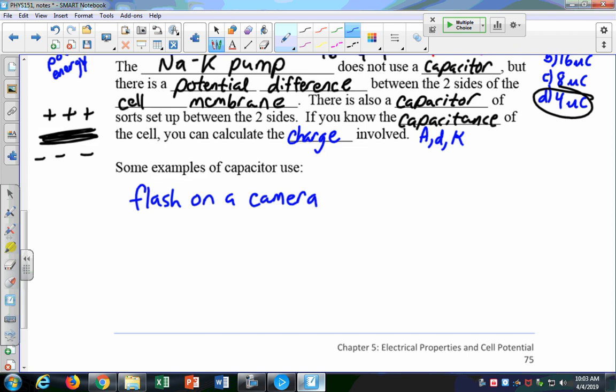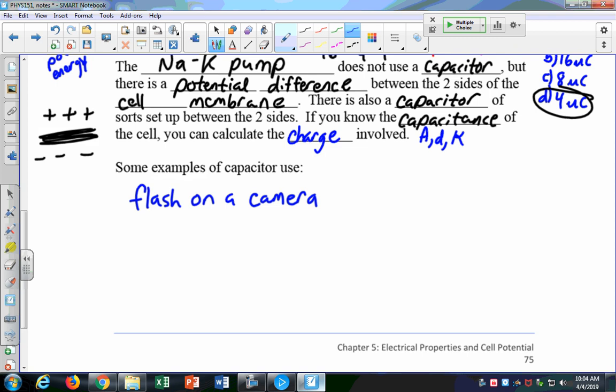You probably never used the old film cameras that made the sound whenever the flash would go off, you know what I'm talking about? That has a capacitor in it. It stores up that charge until you're ready to take the picture. Click, ding, and then the capacitor discharges through the filament of the light bulb.